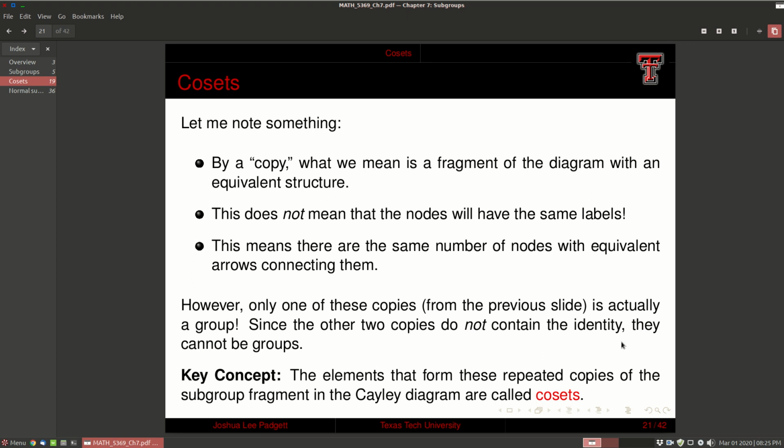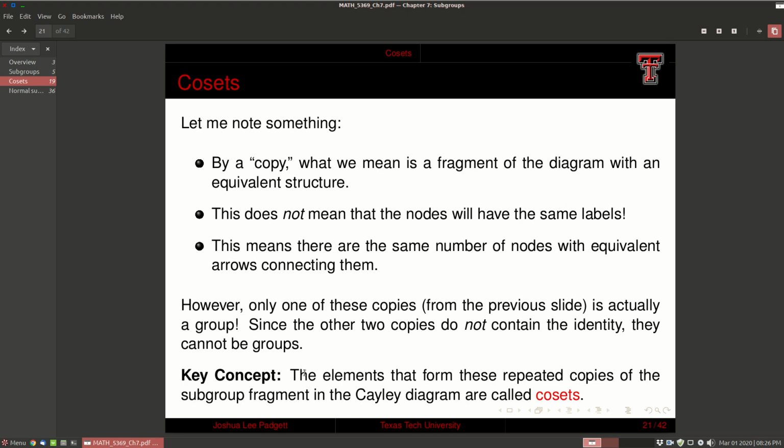All right? So this is exactly what I was saying before. By copy, I of course mean a diagram with an equivalent structure. It does not mean that the nodes have the same labels, because that's not true. I mean, if we erase all of the node labels, then everything looks the same. And the idea is, of course, only one of these copies is a group in and of itself, and the other 2 are just things that look like the group in terms of diagram shape, but aren't groups themselves.